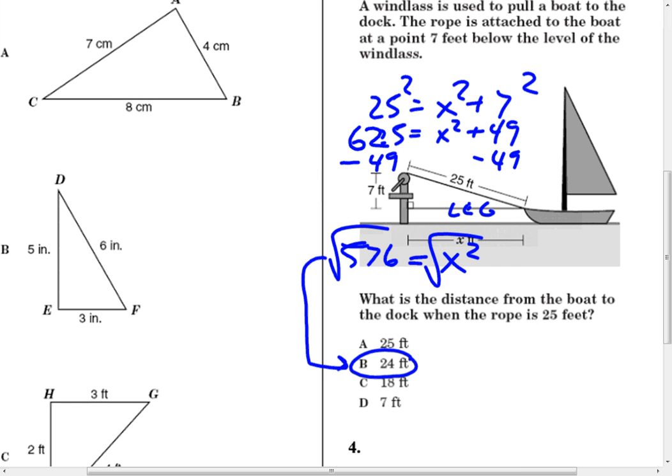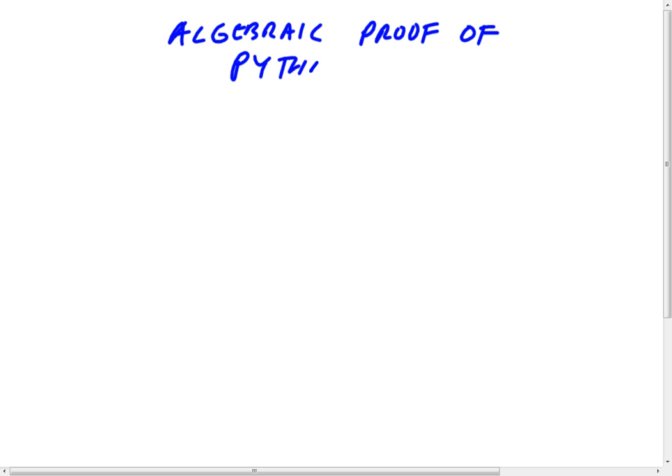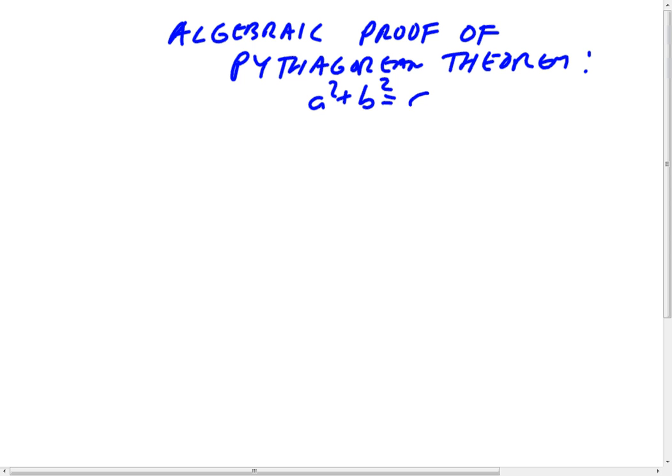Turn your paper over. We're going to put a proof on the back. Not a formal table proof, but more of an algebraic proof. There are many proofs of the Pythagorean theorem. A squared, b squared, c squared is what we're trying to get to. We haven't really proved it. We've just been using it over and over and over again, and it seems to work.